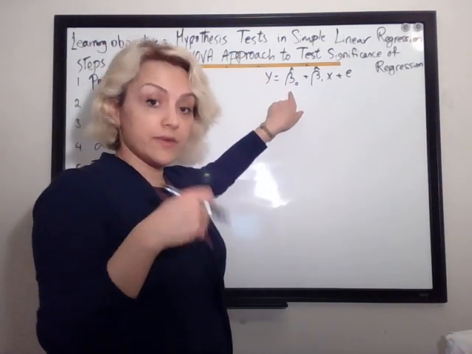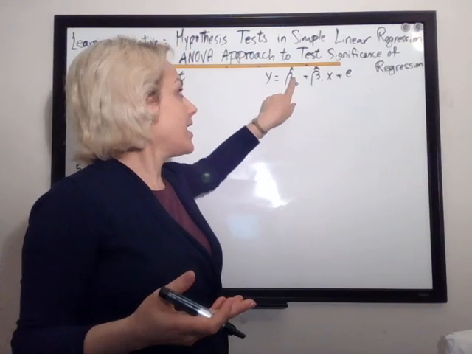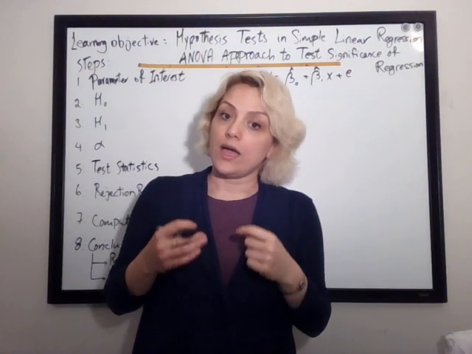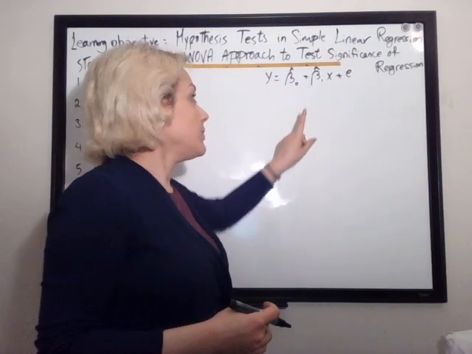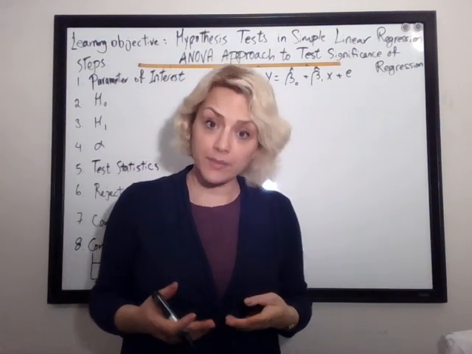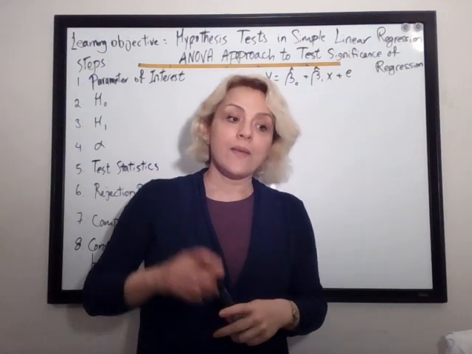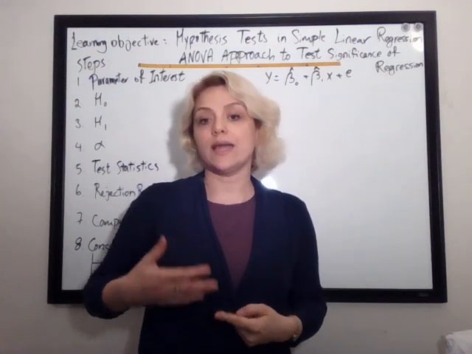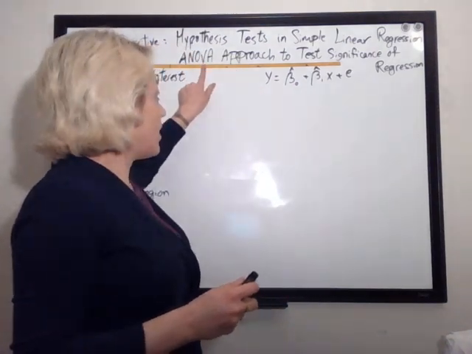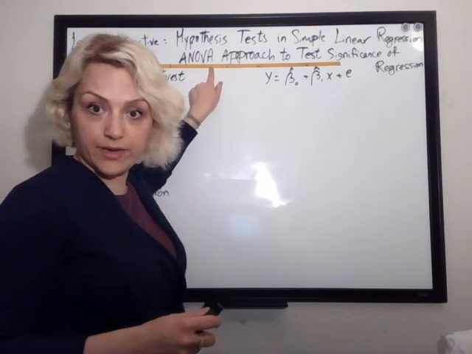In the previous video, we worked on the general form of the hypothesis test on these two parameters. In this video, we want to learn about the situation where we want to make sure that beta 1 is not equal to 0. The parameter of interest is still beta 1. The approach we are going to use is called the analysis of variance approach, or ANOVA table.